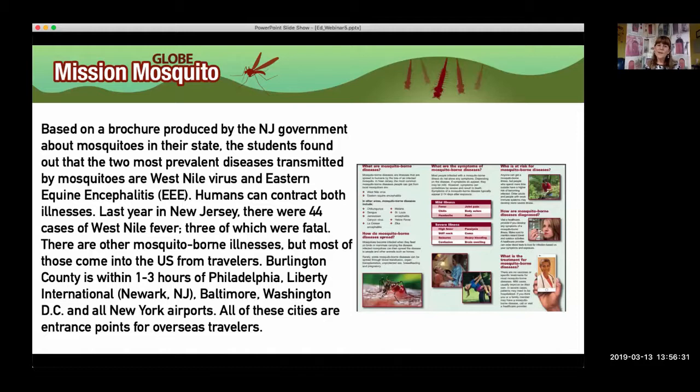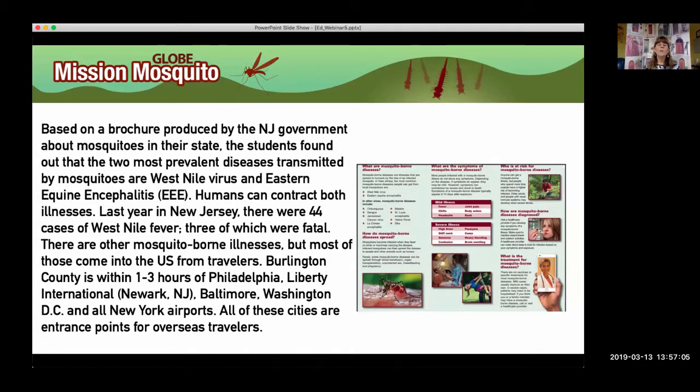What they found when they did their research was that there are two most prevalent diseases found in their area: West Nile virus and Eastern equine encephalitis. They also found out that there were 44 cases of West Nile fever in the New Jersey area, 3 of which were fatal. They also found out that people traveling back and forth on a regular basis can be a variable that is important when we're looking at mosquito-transmitted disease.